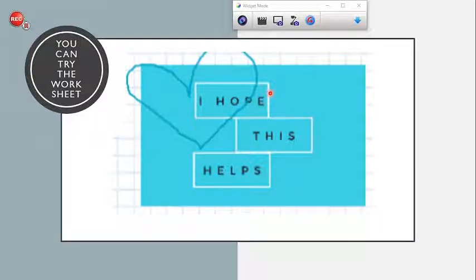You can now try the worksheet. I really hope that this helps and that you will be able to answer questions on BMI.